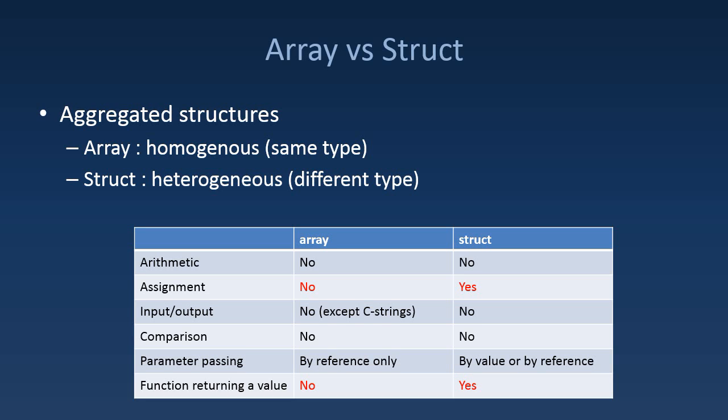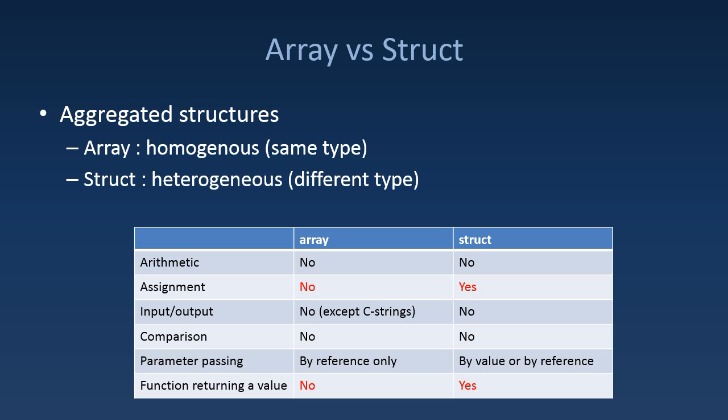All right, the struct, we have to access pieces by name. Give me student1.name or student1.grade. The array we access using the subscript operator. Give me values sub 1, values sub I.